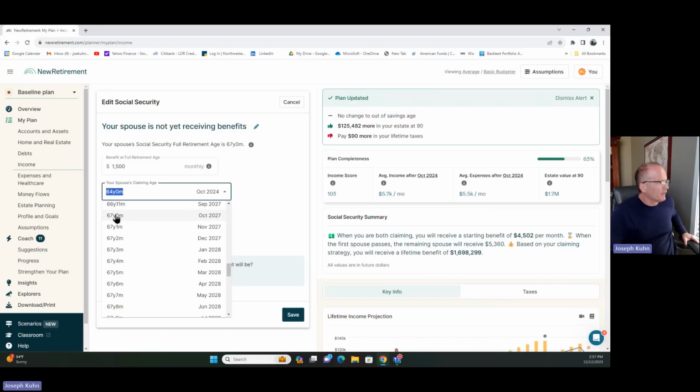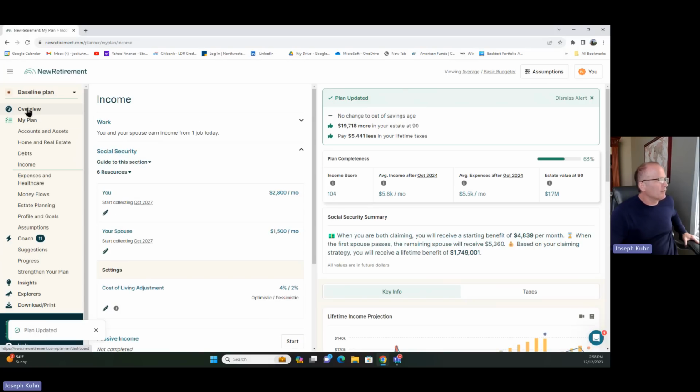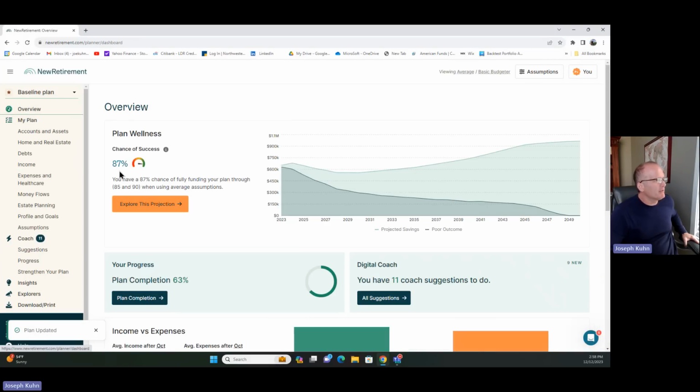Sorry, I went right on by that. Multitasking here. Save. You go back to the overview, it went from 73 to 87% probability of success. Okay, that's the power of New Retirement. It looks at all your expenses. It looks at the income generated from your accounts, the outflows from your accounts, and then runs Monte Carlo simulation based on that. So this plan is 73, I don't feel great about that. 87, I'm starting to feel pretty good about it.